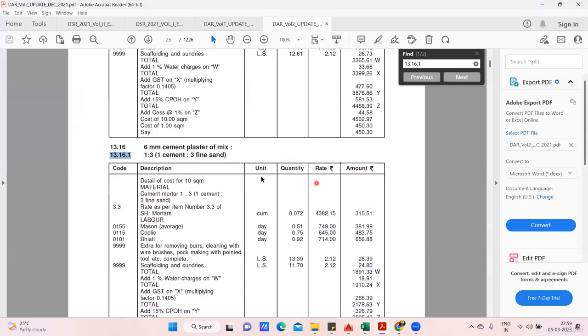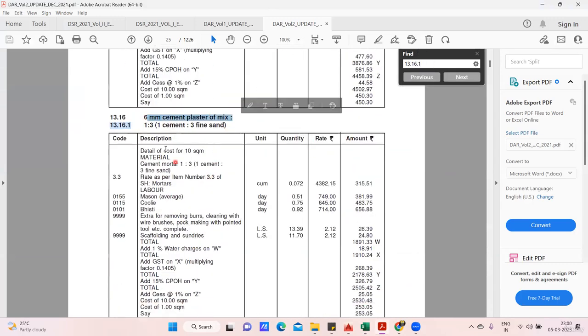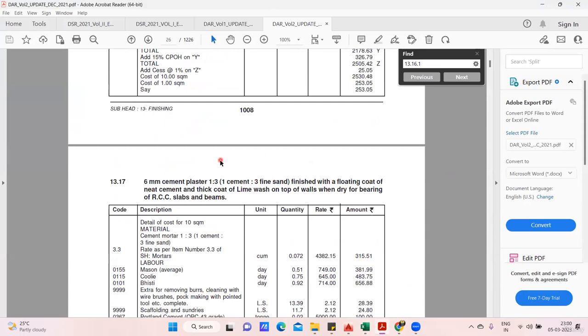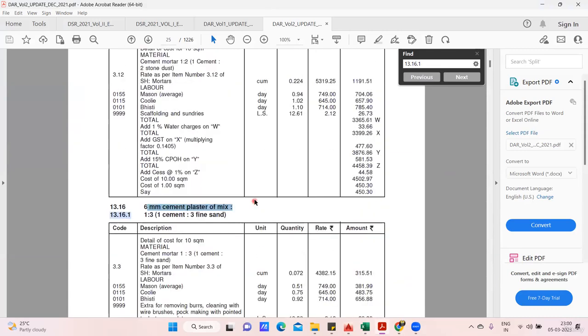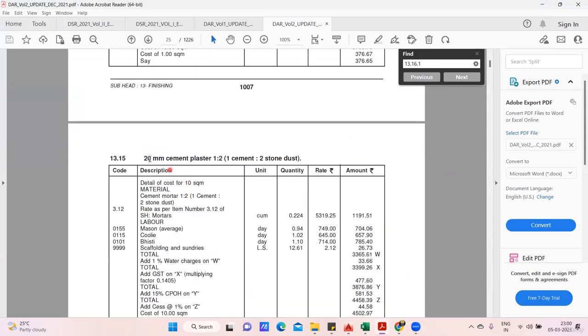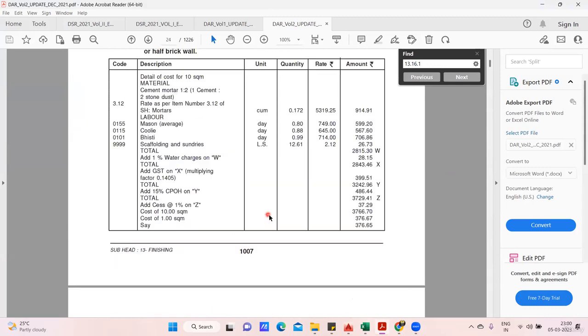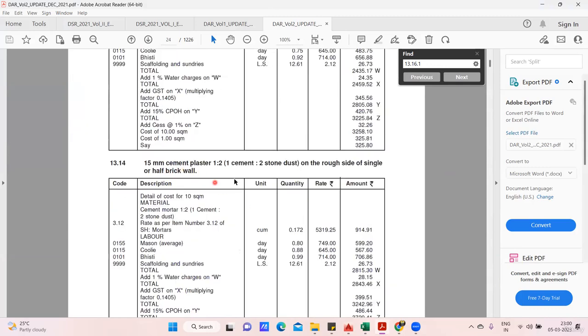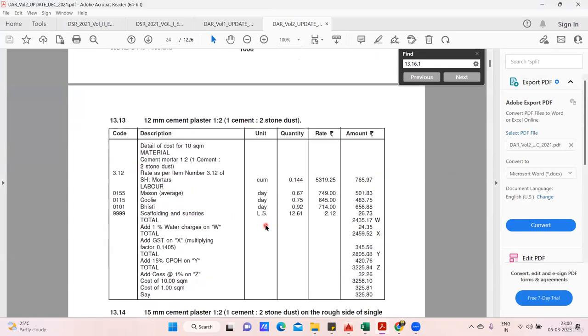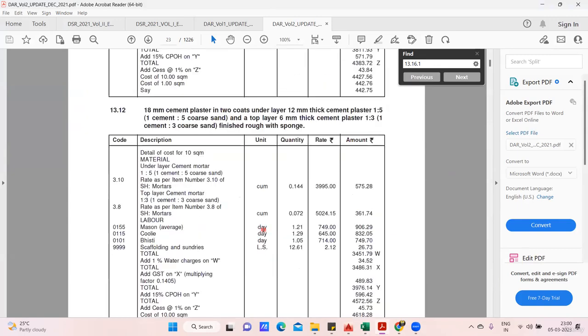So it is written here, okay? For 6 mm plastering, you will go with 1:3. Suppose if you feel like you have to go with some other ratio instead of 1:3, you can go. For 20 mm plaster, if you want to go with 1:2, then that rate analysis is also done. For 15 mm plaster, if you want to go with 1:2, that is also there. So in this way, whatever ratios you want.